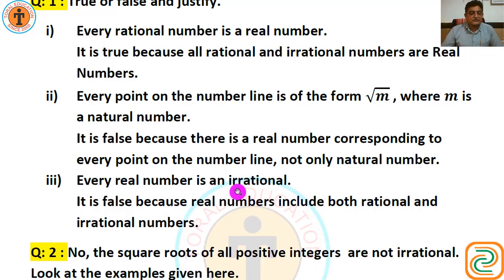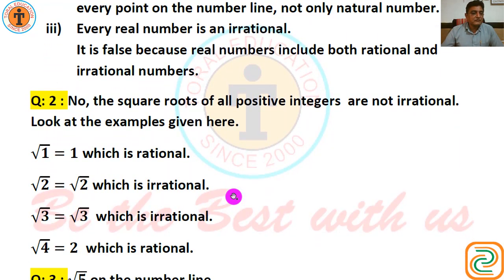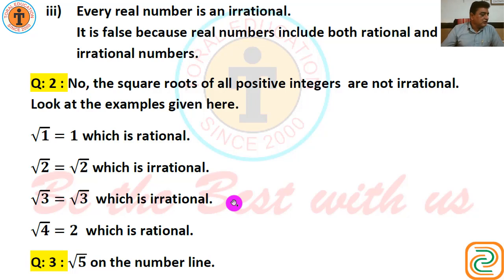Here friends, question number 2. Are the square roots of all positive integers irrational? If not, give an example of the square root of a number that is a rational number.